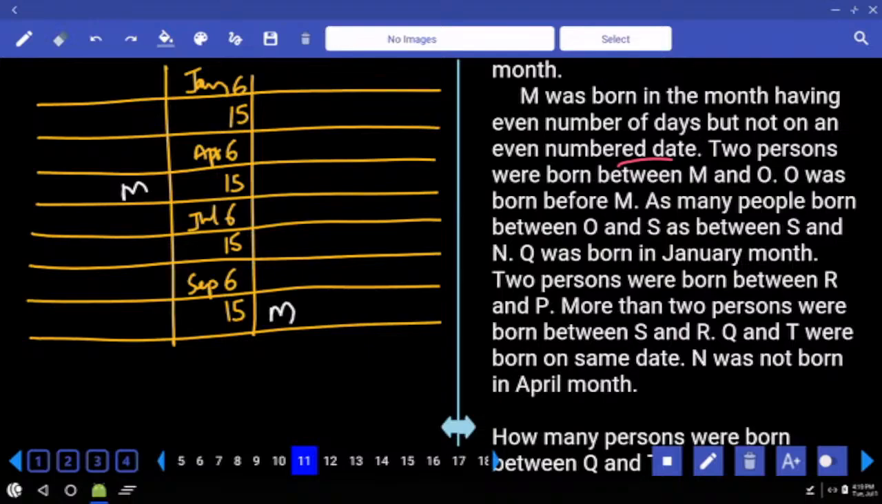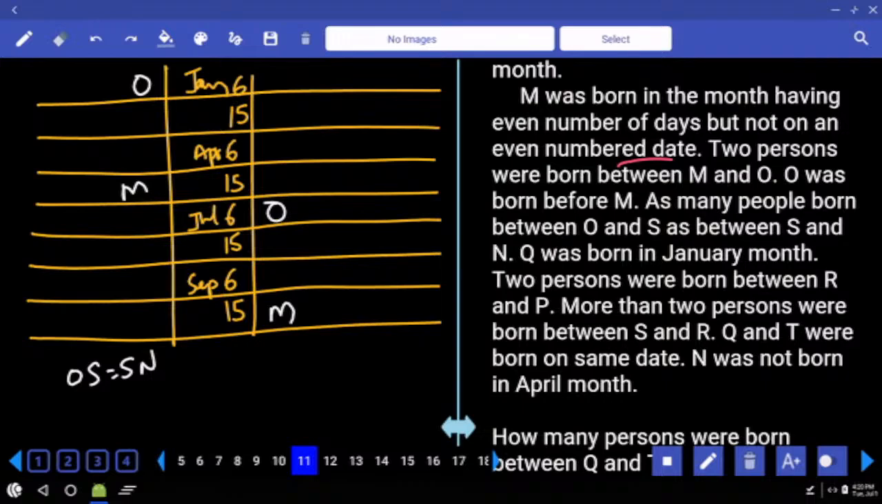The next one, 2 persons between M and O. Now here 2 persons between M and O. O can be either here or here. And O was born before M. There is only one possibility we have. O is before M. As many between O and S, S and N. S is exactly between O and N.